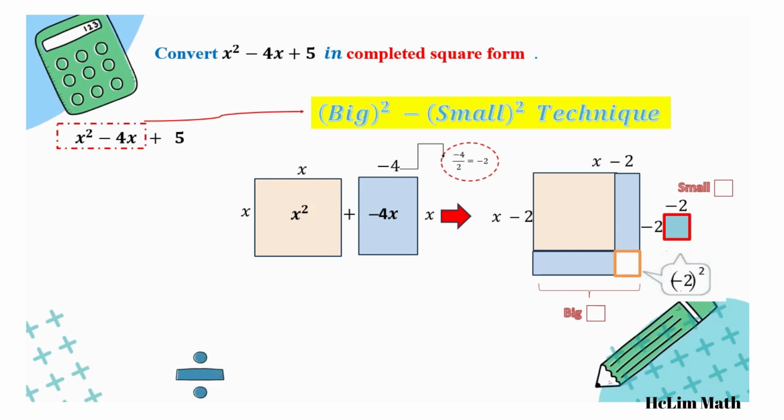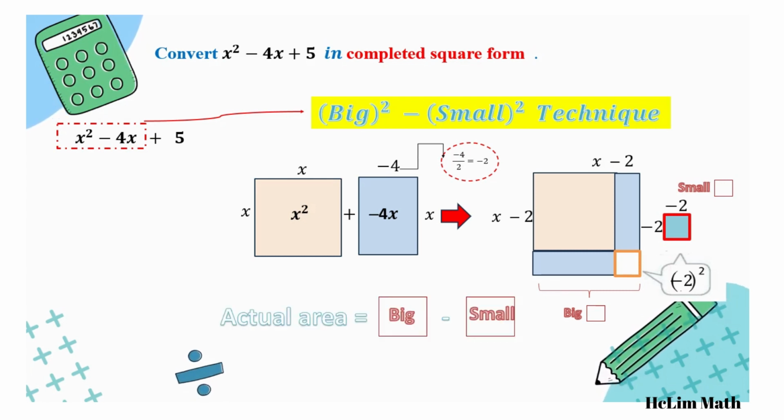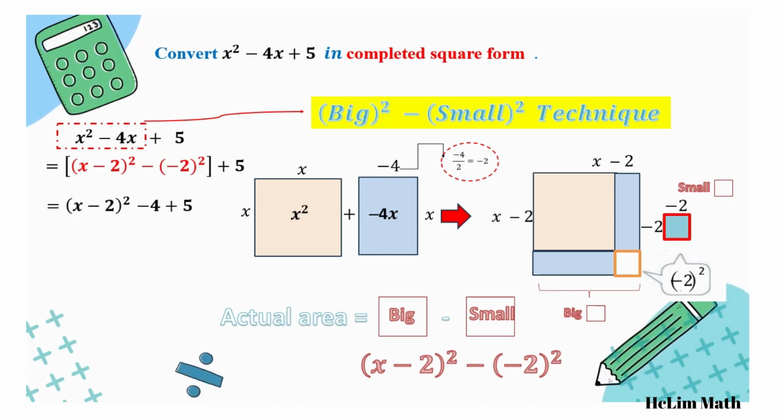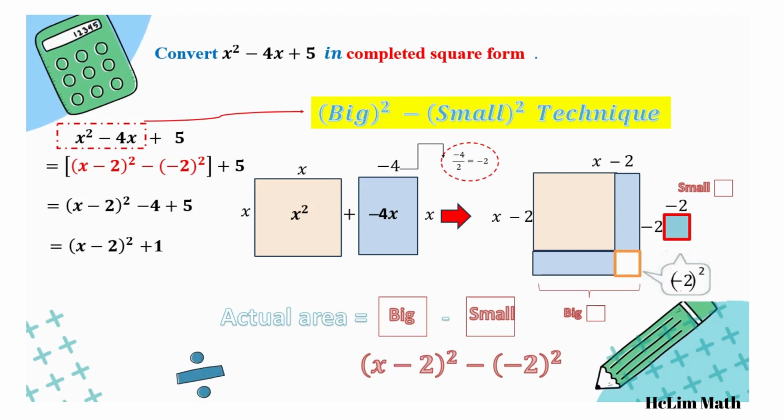By applying the concept of big square minus small square, we are going to get x minus 2 squared minus minus 2 squared. We copy the result into the actual question and we simplify it. We are going to get x minus 2 squared plus 1 as the completed square form of x squared minus 4x plus 5.